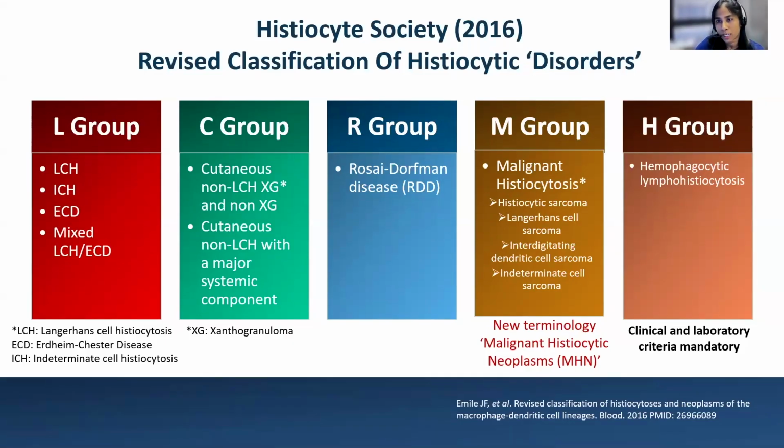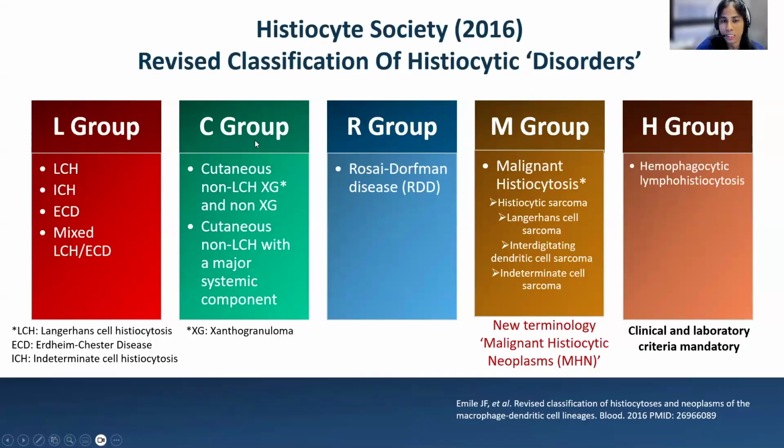Now, I have to emphasize the terminology here as disorders and not neoplasms, because not all these entities represent clonal neoplasms. Some of them are just a spectrum of reactive benign proliferations, while others are more aggressive phenotypes. So going over each bucket, the L group, all of these are neoplastic entities. They comprise Langerhans-cell histiocytosis and Erdheim-Chester disease, essentially systemic histiocytosis lesions.